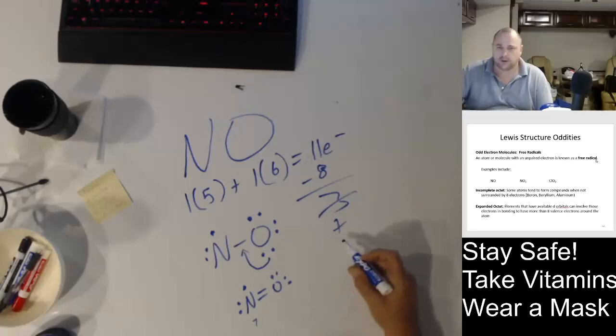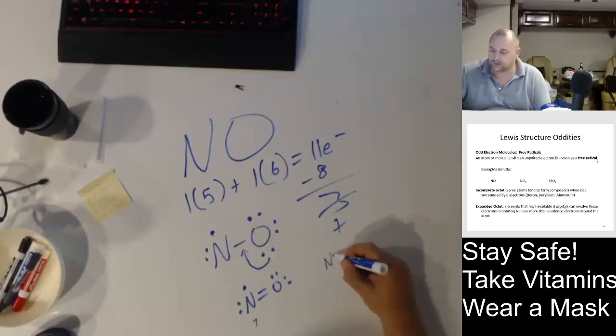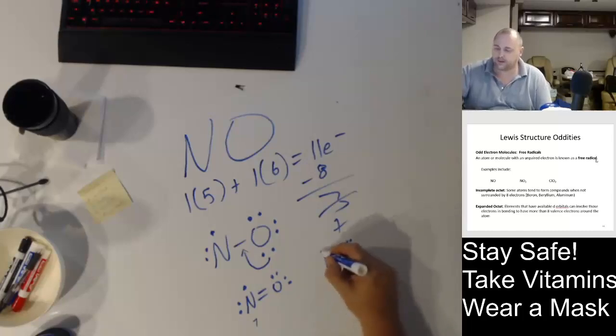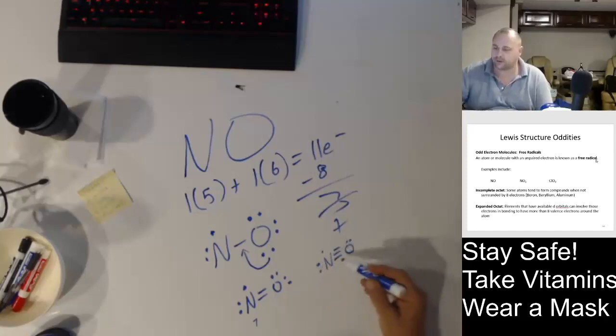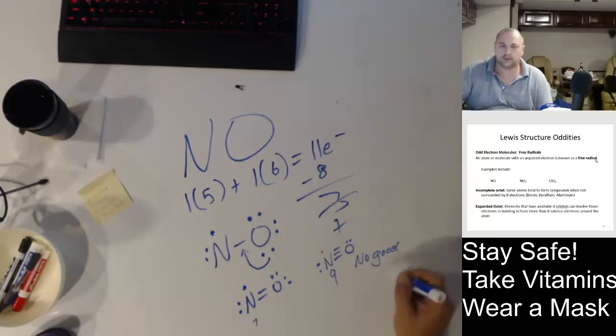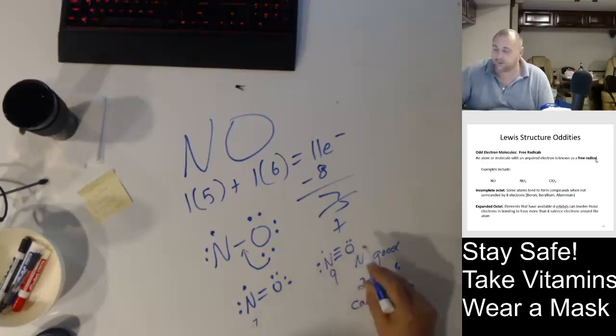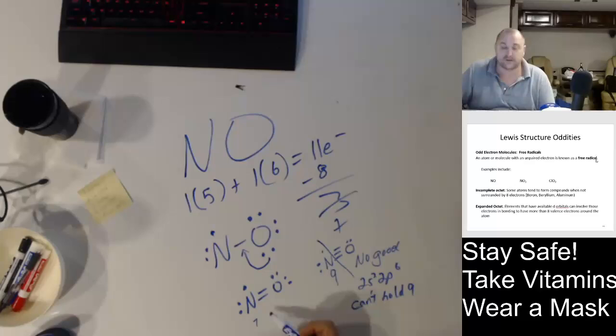Now, you might say, why don't we make a triple bond? Since it wasn't happy, we'll make a triple bond. But now it has 9. And that's no good. Because nitrogen has a 2s2 and a 2p6, and it can only hold 8. So they can't hold 9. So this is no good. And this is the closest we can get.